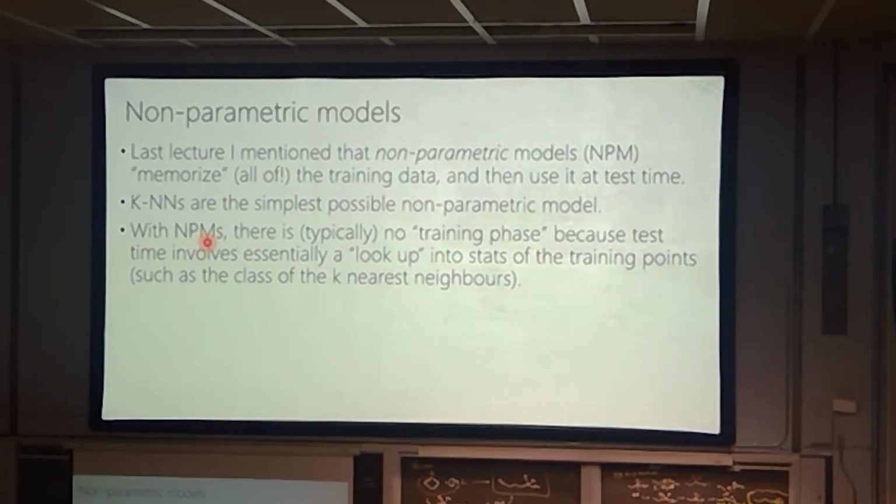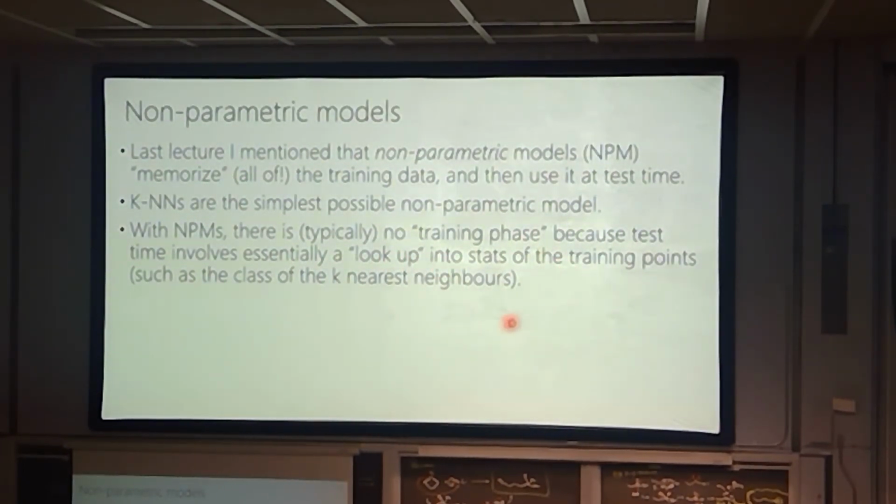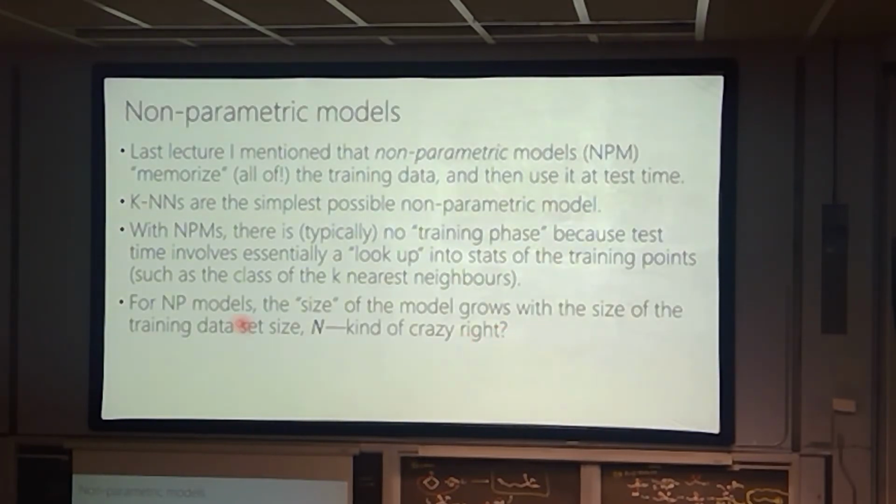With non-parametric models, there's no training phase because test time involves just a lookup into the statistics of the training points, such as the class of your k nearest neighbors. Conventionally, one way people describe non-parametric models is that the size of the model grows with the size of the training data. That's because in some sense the model is the training data, which sounds completely crazy, and it kind of is. Who would devise a machine learning model where you just memorize all the data? But it turns out you do.